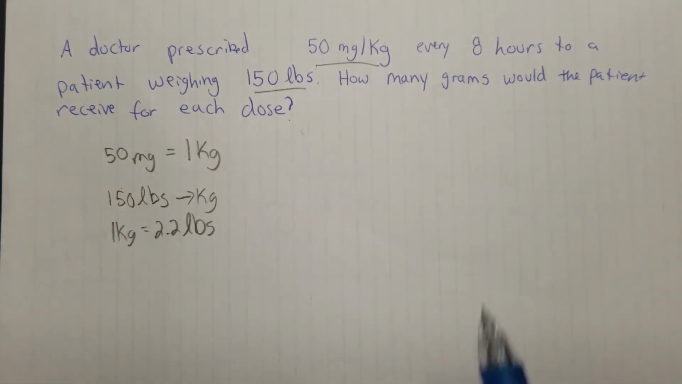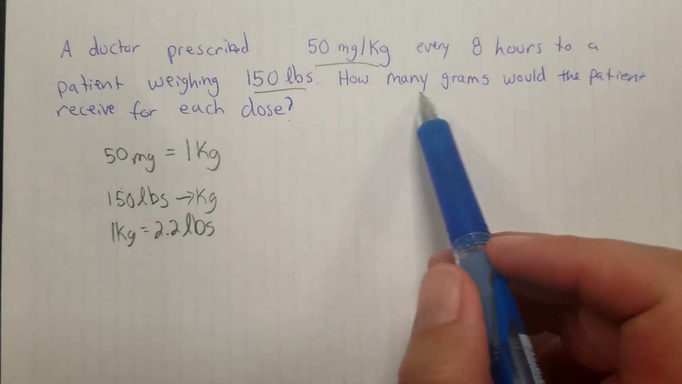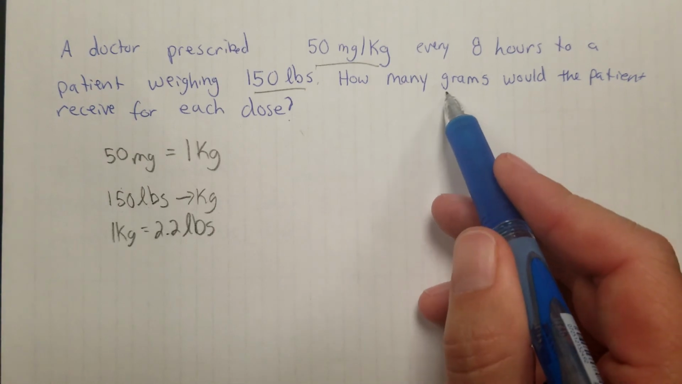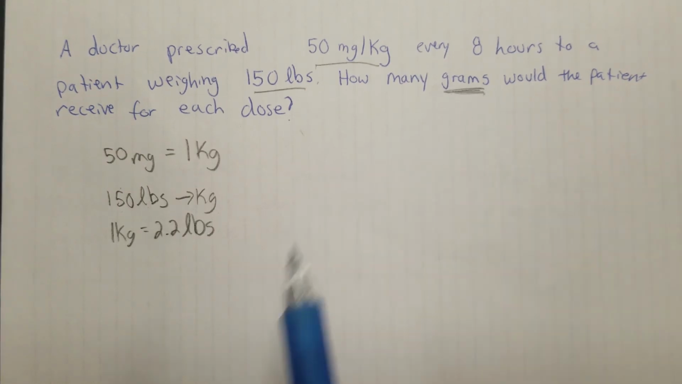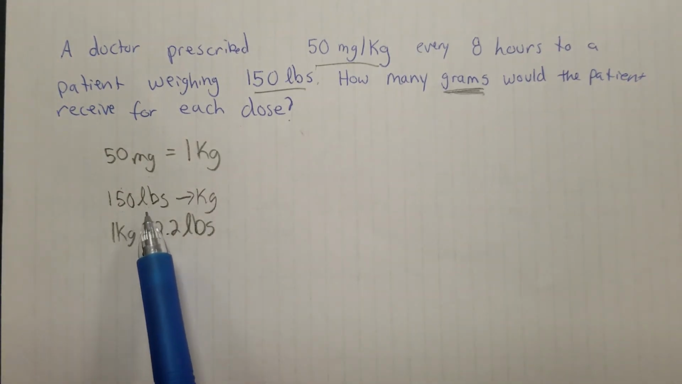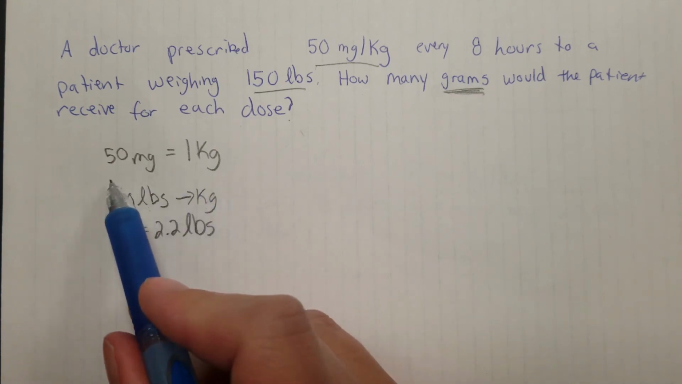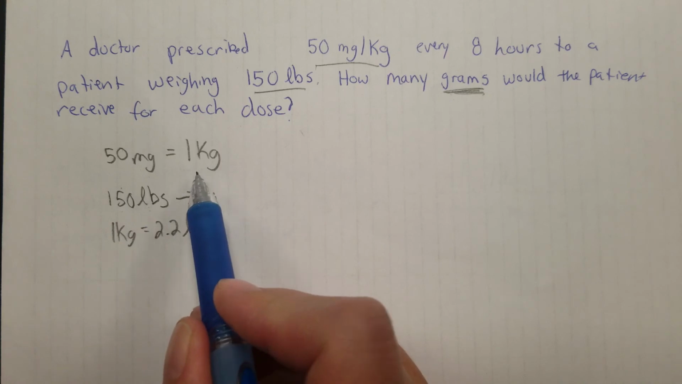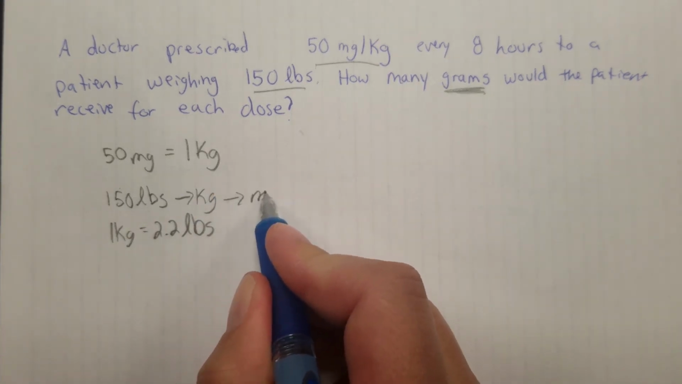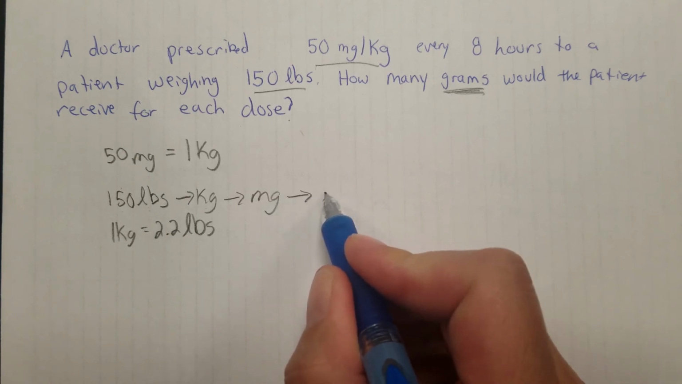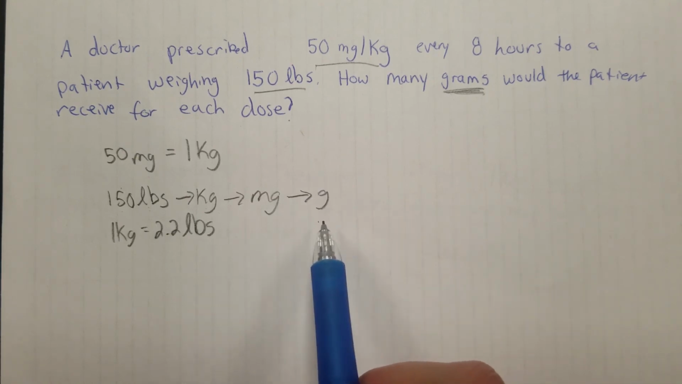Okay, so what are they asking? How many grams would the patient receive? They're asking for an answer in grams. So what do we have here? Well, we can go from pounds to kilograms using this. We'll then use this conversion factor to go to milligrams. But they want the answer in grams, so we need yet another conversion factor.